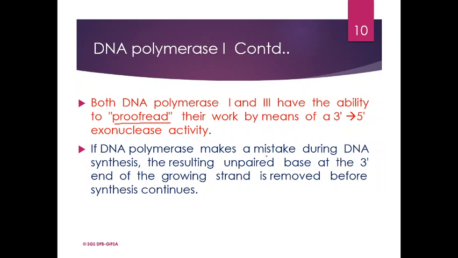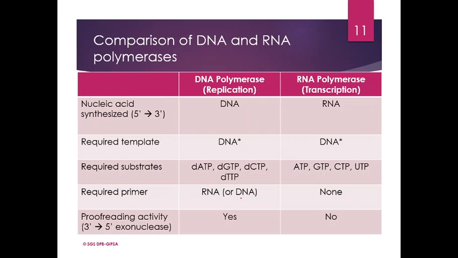If DNA polymerase makes a mistake during the DNA synthesis, the resulting unpaired base at the 3' end of the growing strand is removed before the synthesis continues. Mind you, this is very vital because DNA carries the genetic material. It is the blueprint of genetic information, and any such change, if kept unchecked, can lead to a vital loss to the coming cell or next generation.